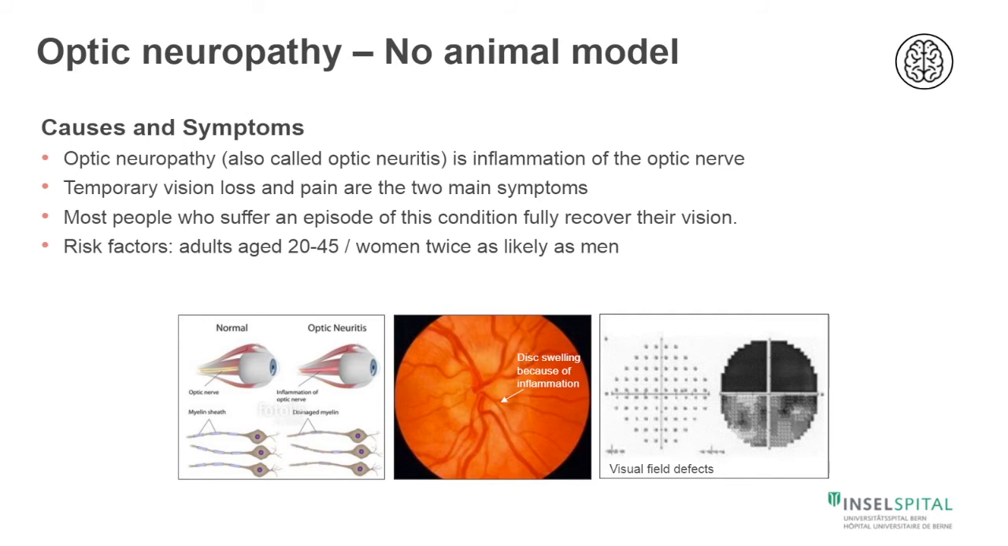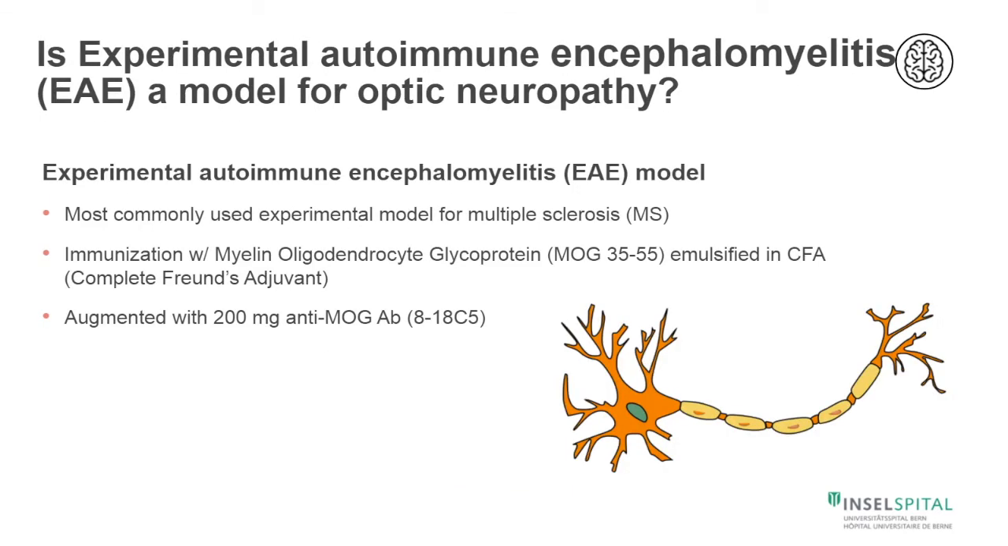The main symptoms are temporary vision loss and pain. Fortunately, most patients suffer only an episode of this condition, which fully recovers over time. Risk factors are adults aged 20 to 45, and women are twice as likely as men to suffer from optic neuropathy. So our question is now, could we use the experimental model of autoimmune encephalomyelitis as a model for optic neuropathy?